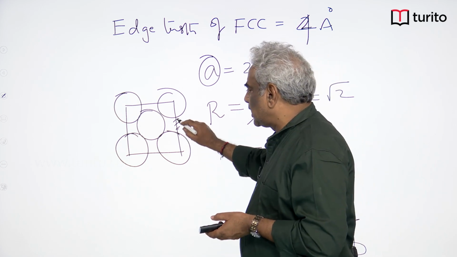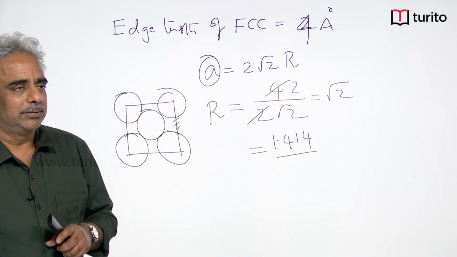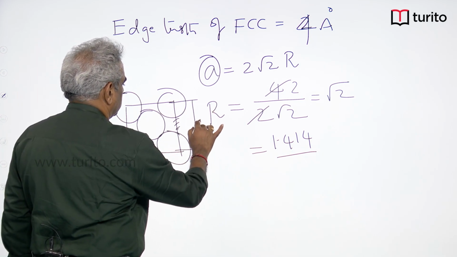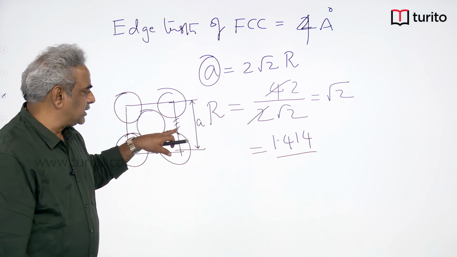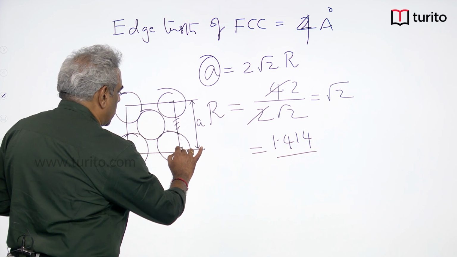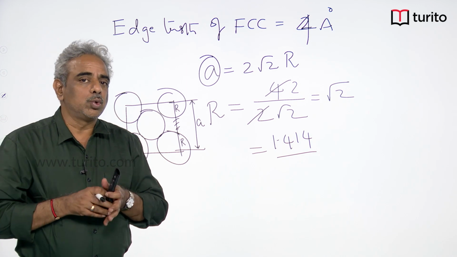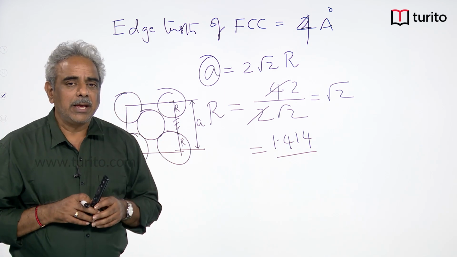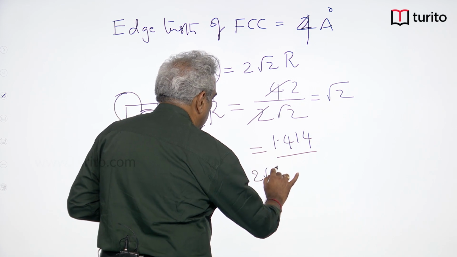He is asking the percentage of unoccupied length of the edge. How to work that out? See, this length is how much? A. Out of A, some length is not occupied. What is occupied? R on one side, R on the other side, meaning 2R is occupied. What is the total length? A is equal to 2 root 2 R.